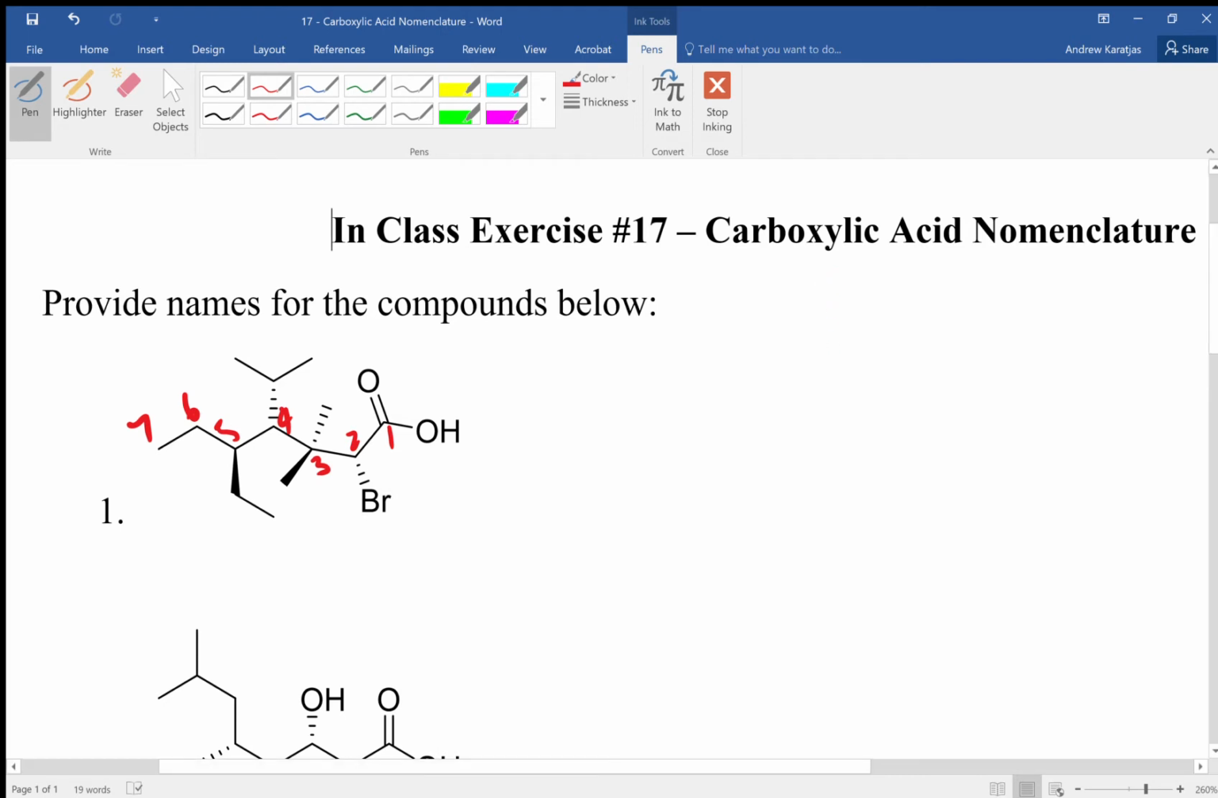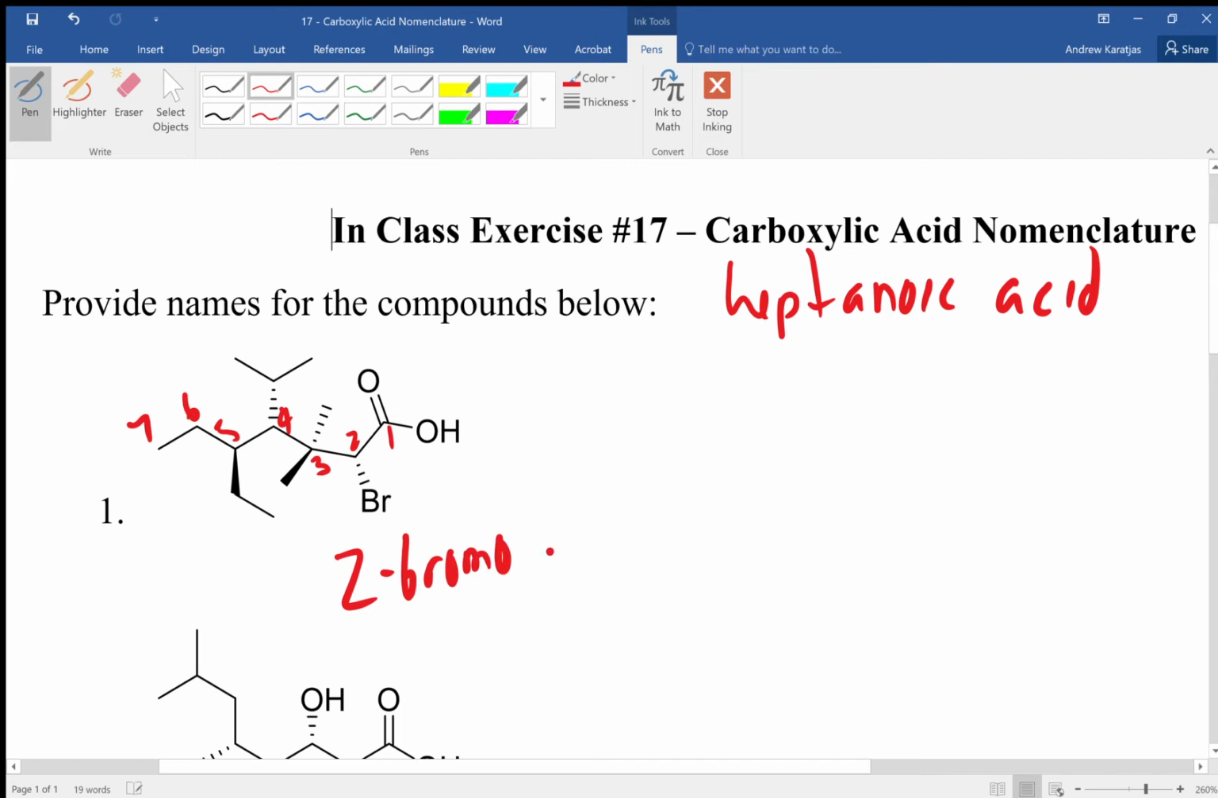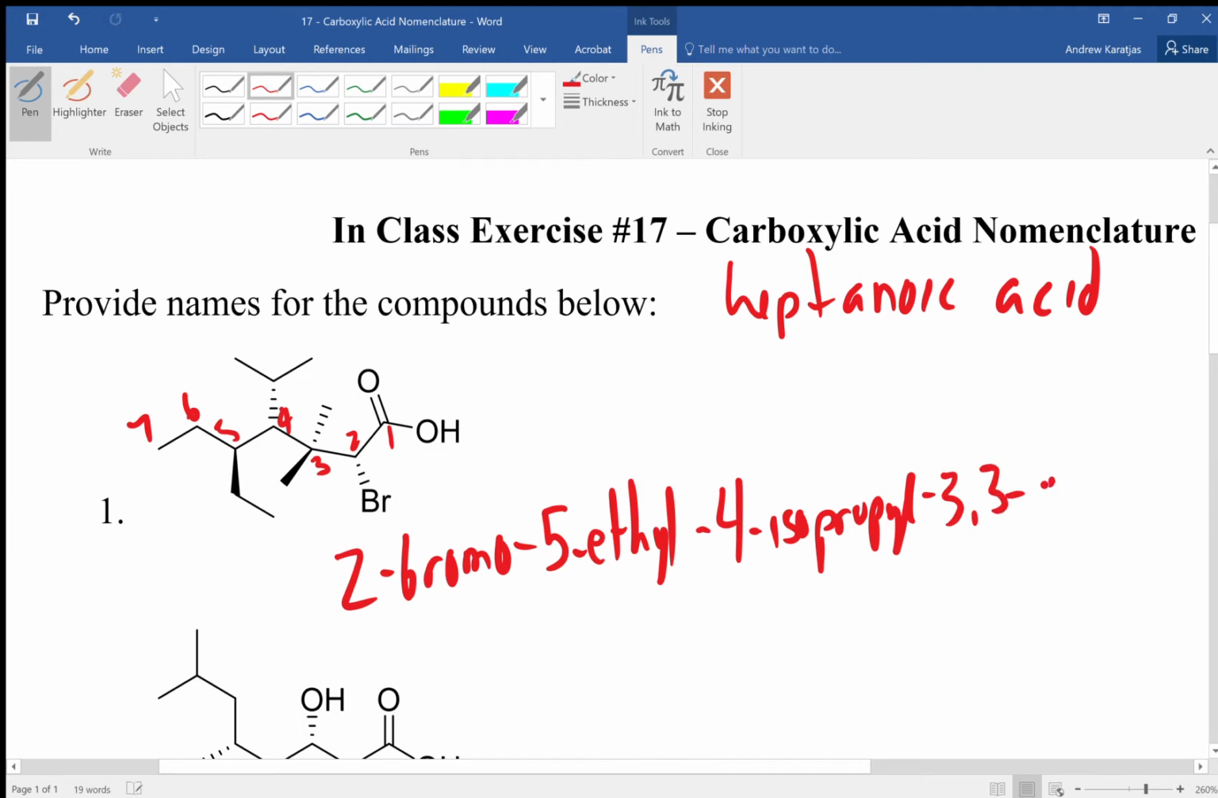So this being a 7-carbon chain is heptanoic acid. From there we can name our substituents: 2-bromo, 5-ethyl, 4-isopropyl, 3,3-dimethyl, heptanoic acid.